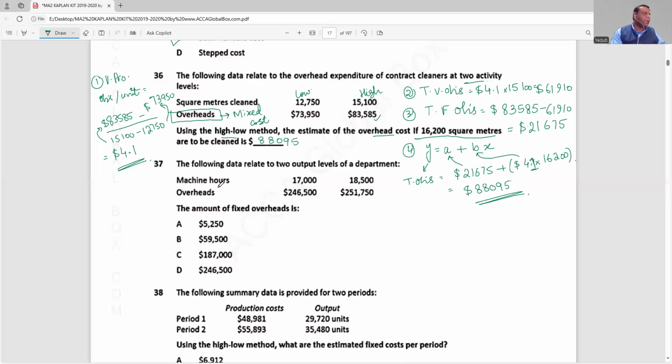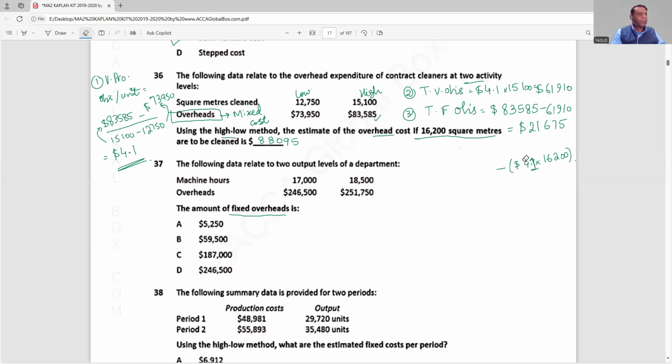Once again, in the next question, he says that the following data relates to two output levels of a department, and the question is the amount of fixed overheads. This time he is not asking us to solve up to step number 4. This time the question is asking us to solve up to step number 3. So up to step number 3, we will follow the same steps, starting from variable overheads per machine hour.